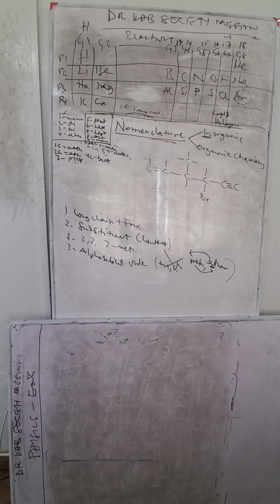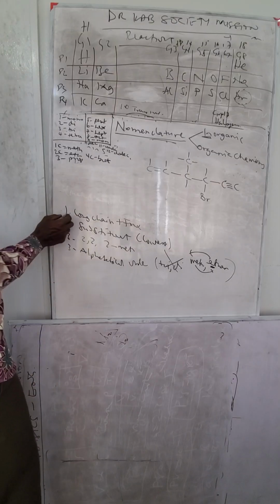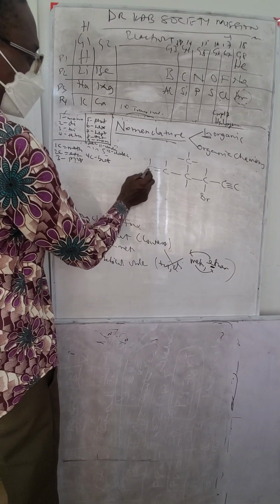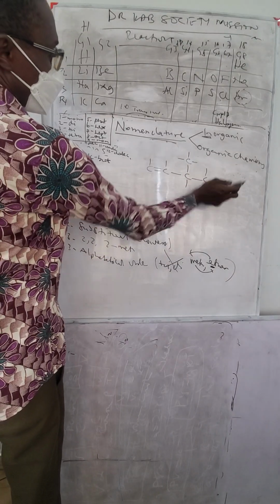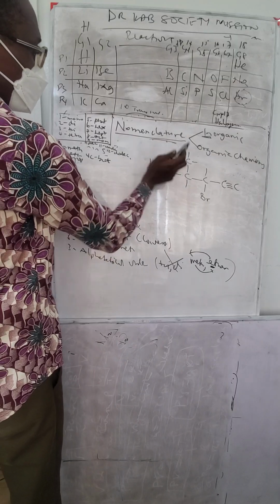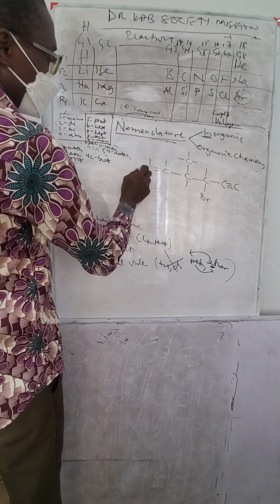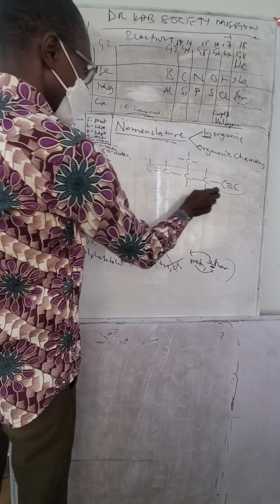So let's see how we name this one. The first step says longest chain. So let's go for the longest chain. 1, 2, 3, 4, 5, 6. 1, 2, 3, 4. So the longest chain is this. This is the longest chain.